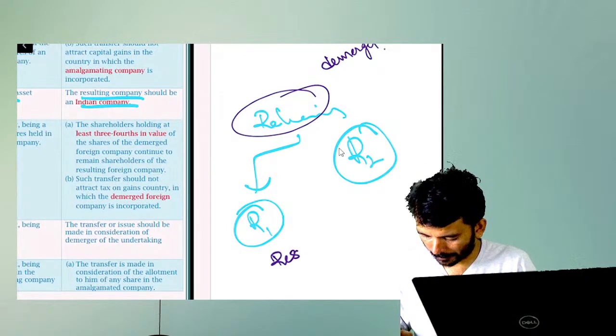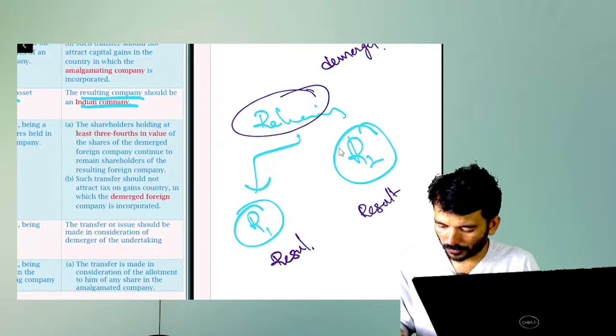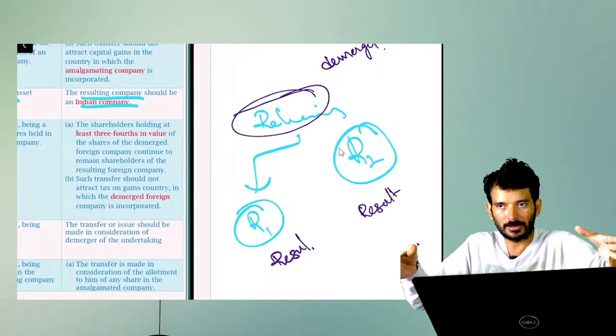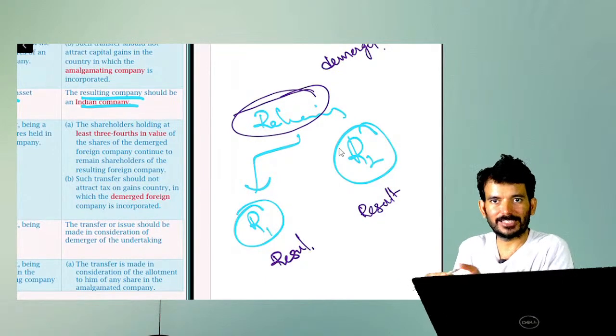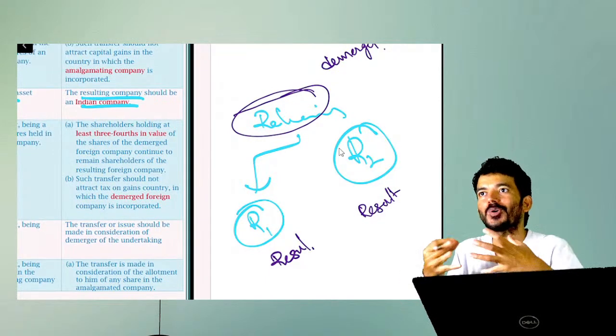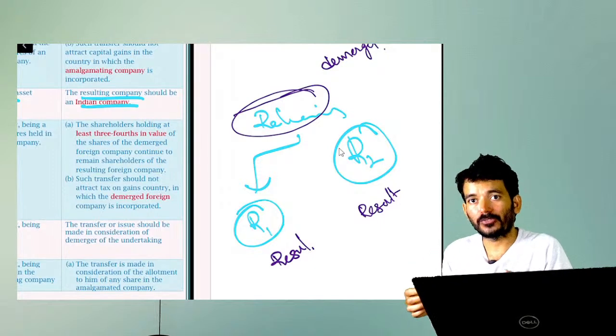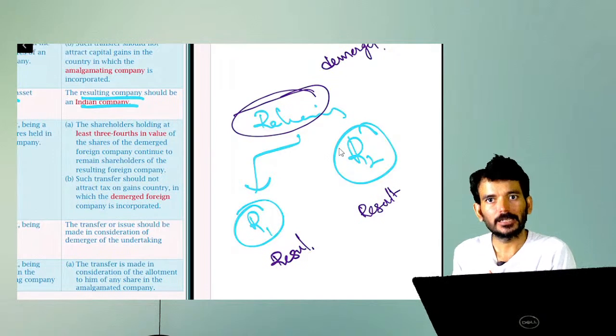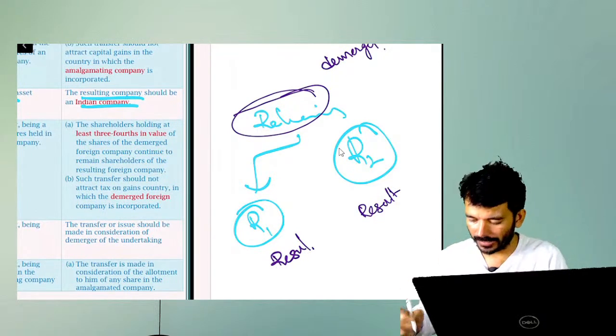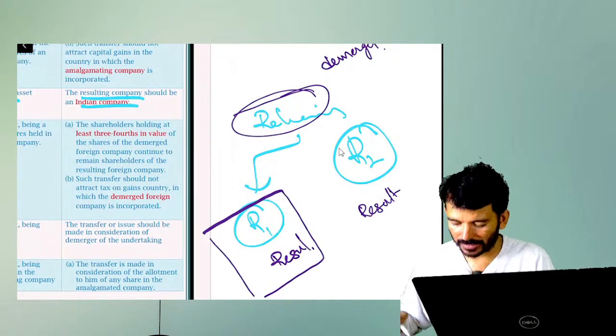This is the resulting company, this is the resulting company, right? So obviously when there is a split of a big company, we distribute some assets to one son, some assets to another son, right? Obviously. So whenever there is a transfer from the demerged company to the resulting company, it is not a transfer, provided the resulting company, this is the resulting company, right?